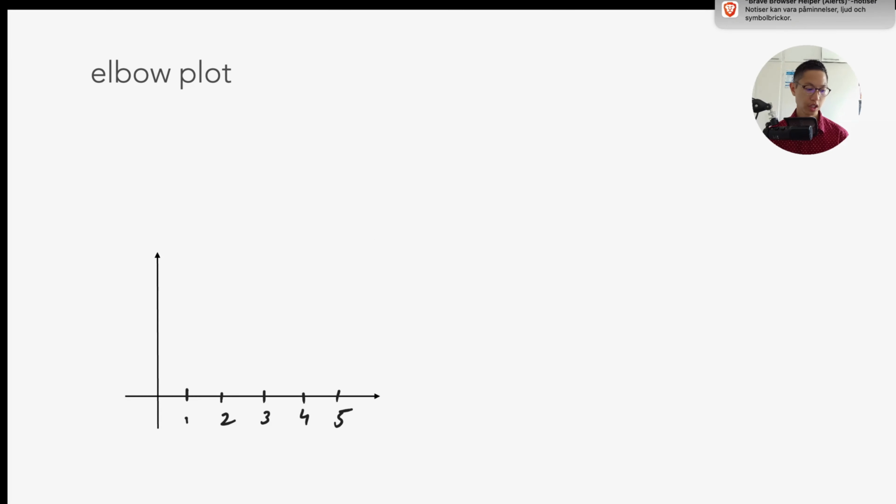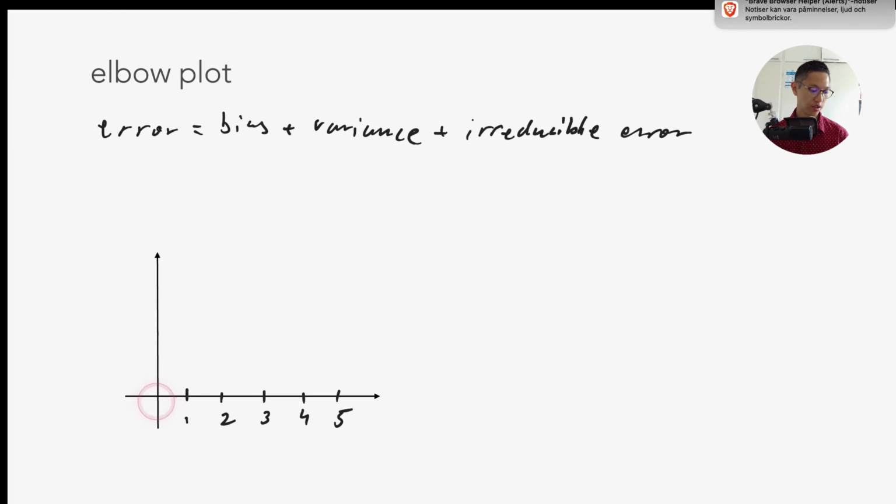Okay? What can you do? For example, for this example with polynomial, you could do an elbow plot. This is a good way to visually see. You have an error, which is the bias plus variance plus irreducible error. You cannot do something about the irreducible error, but you can do something with bias and variance. This is our focus. What you can do is choose a metric, for example RMSE, that we worked with in the coding lecture. Root mean squared error, if it's regression.